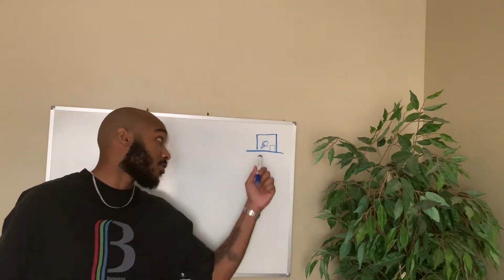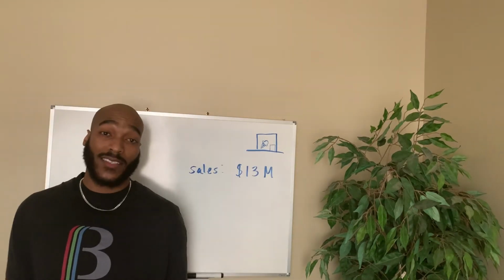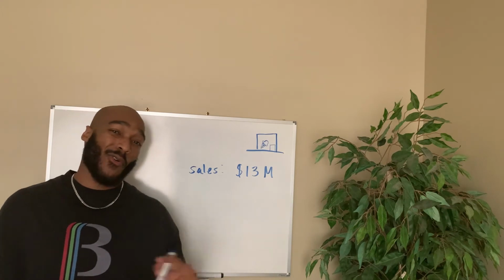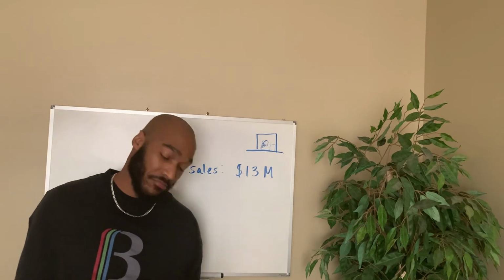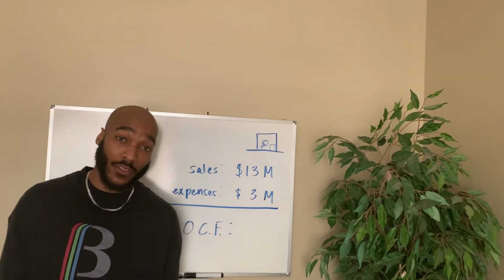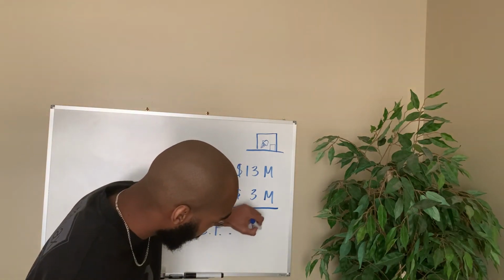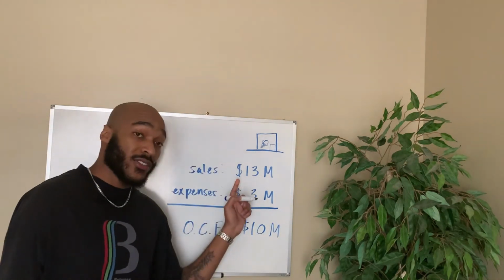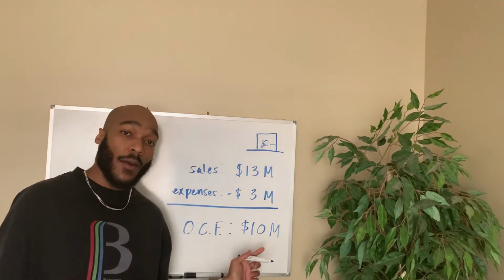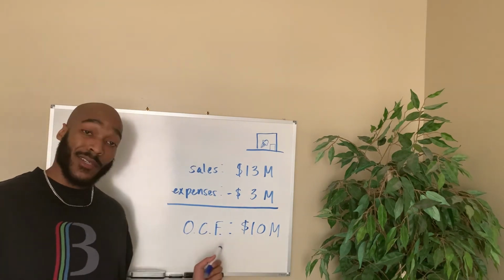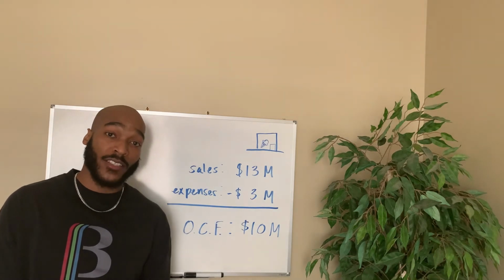Now let's say that this ice cream shop sold $13 million of ice cream in the last 12 months. But it also had to pay cash in order to cover its expenses, the wages, inventory, taxes, etc. And the expenses came out to $3 million. This will make the operating cash flow, or the cash from operations, $10 million. 13 million of sales minus 3 million of expenses equals 10 million of operating cash flow. Now, this is good because this positive 10 million means that the ice cream shop is actually generating cash from its operations rather than losing cash.